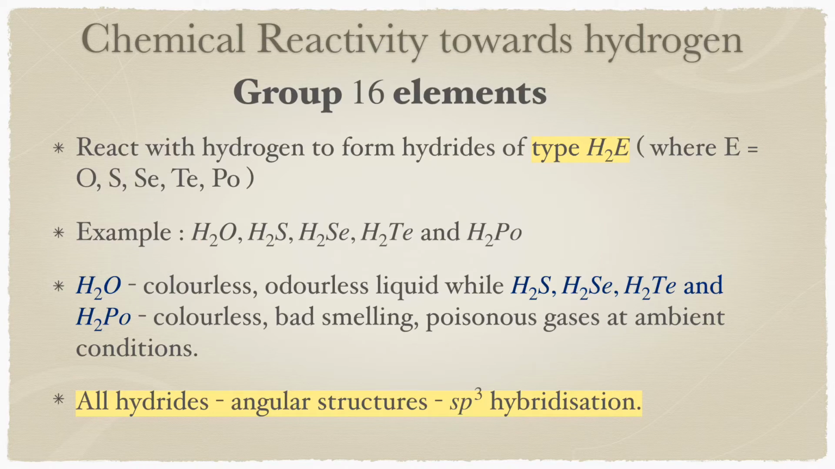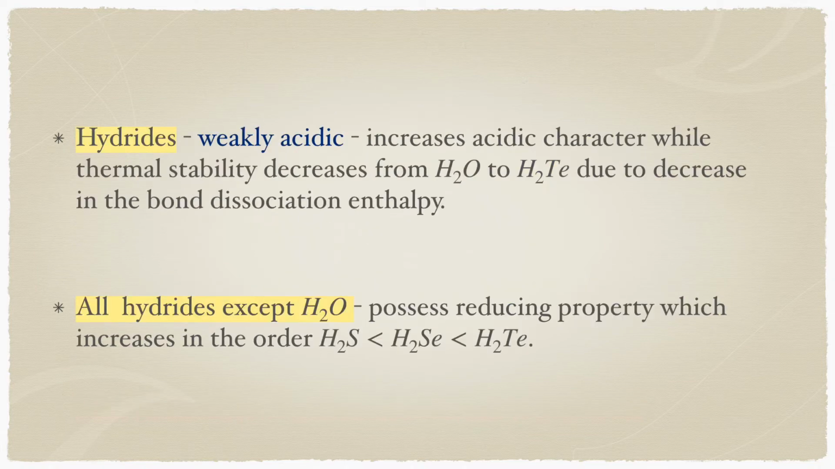Now some properties. H2O is a colorless, odorless liquid, while the rest are colorless, bad smelling, poisonous gases at ambient conditions. And all the hydrides have an angular structure and are said to have sp3 hybridization. These hydrides are weakly acidic and the acidic property increases, while thermal stability decreases from H2O to H2Te due to the decrease in the bond dissociation enthalpy. So this can be asked in give reason.